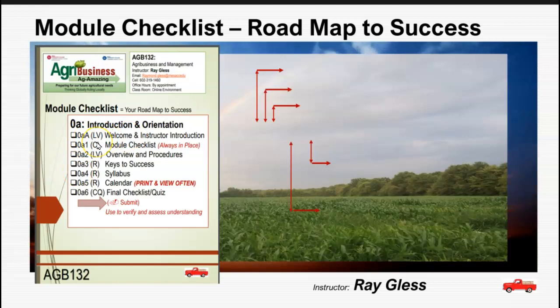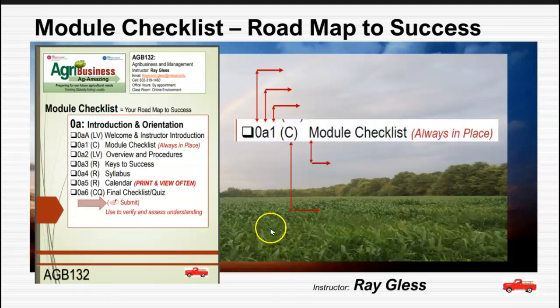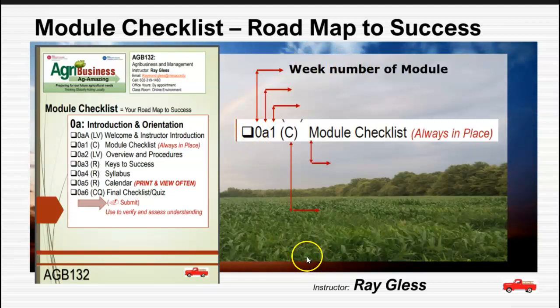And within the modules there's coding to help you and I both, when we have a conversation or talk about things that we may not be sure of, we know we're on the same page. So, for example, the first coding is 0A1C there in the module checklist. This is how the coding works. That first number always deals with the week number of the module. So whatever week number we're on in the semester, that's what it tells you.